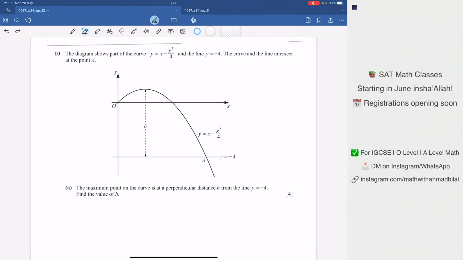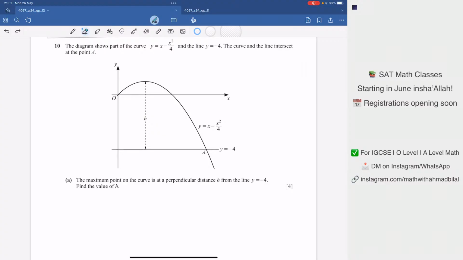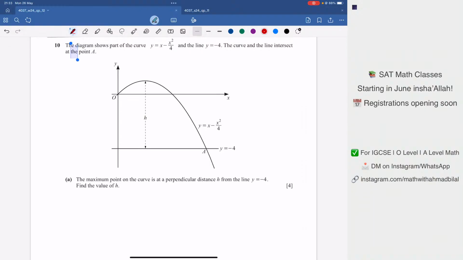Okay, the diagram shows part of this curve and the line y equals minus 4. The curve and the line intersect at the point A. We are given the maximum point of the curve, which is at a perpendicular distance h from the line y equals minus 4. Find the value for h. How do you find the value for h? You can find that turning point. It's a quadratic function, y equals x minus x squared over 4. How do you find turning points of quadratic functions? We could use differentiation. We could use minus b over 2a, or completing the square. Any of those methods should work.